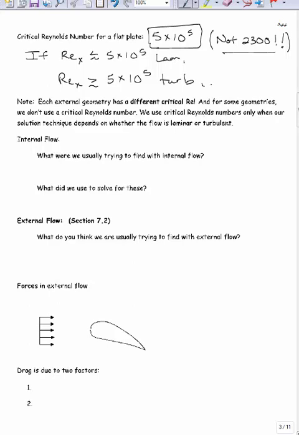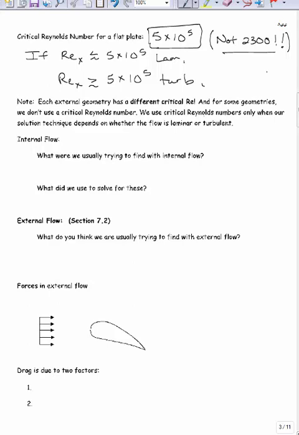Most geometries, we don't even use critical Reynolds number. We aren't really concerned. We just go straight to experimentation, and it is what it is. We don't care whether it's laminar or turbulent. But for flow over flat plate and pipe flow, we do use the critical Reynolds number.